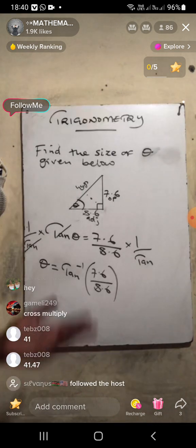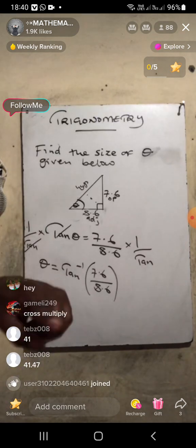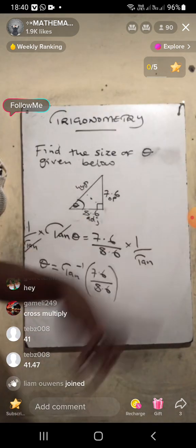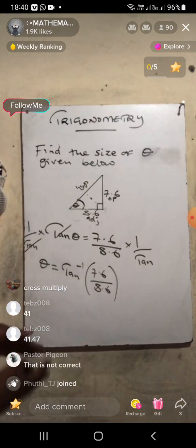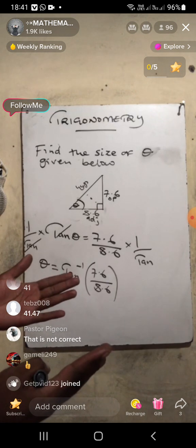Okay, so Tabs is saying 41. Tabs saying 41.47. Answers are coming in. I like it when people predict or rather find the answer before I even get there, because it will be very easy for you to compare. You understand?